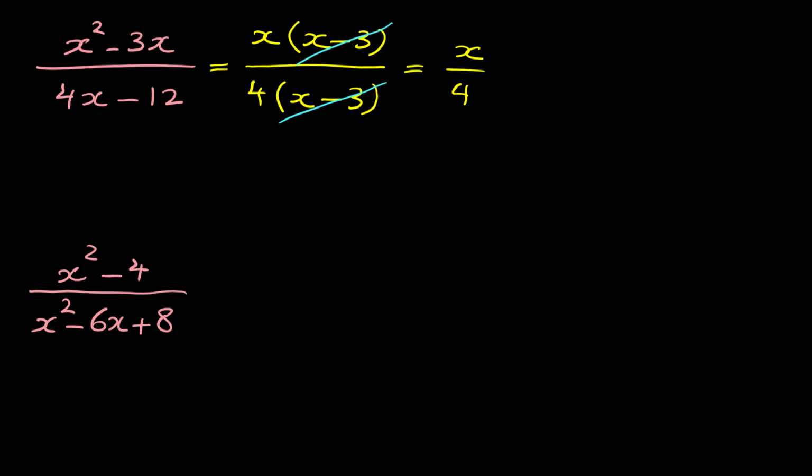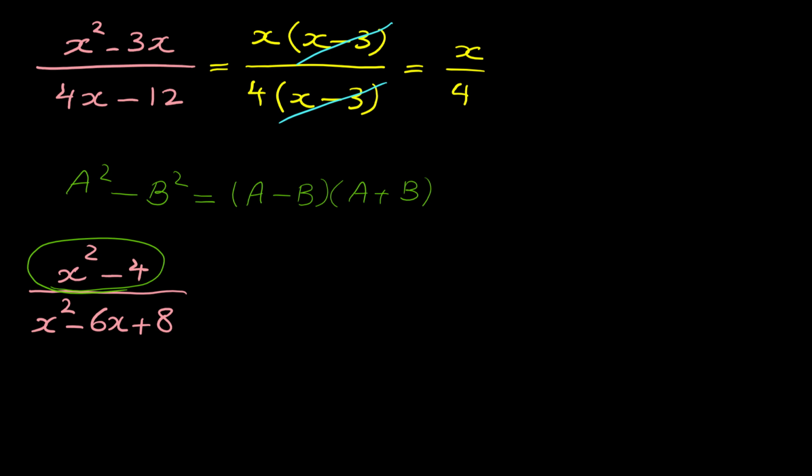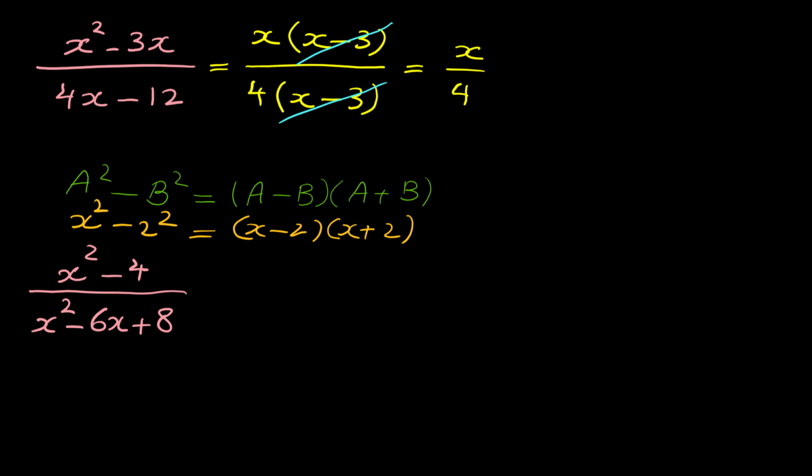Now look at the next example. In the numerator, we have x to the 2 minus 4. This expression should remind you of the a to the 2 minus b to the 2 identity, which is a minus b times a plus b. This is a very famous identity for factoring expressions. We can factor x to the 2 minus 4 with the aid of this identity. We can write x to the 2 minus 4 as x to the 2 minus 2 to the 2, and then we can factor it in the form of x minus 2 times x plus 2.